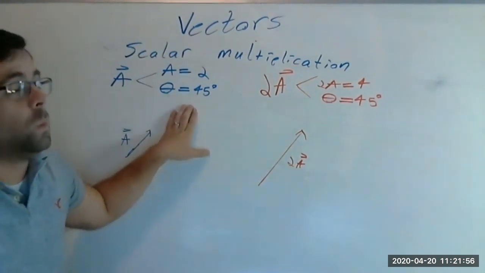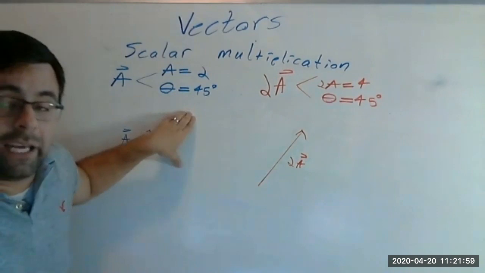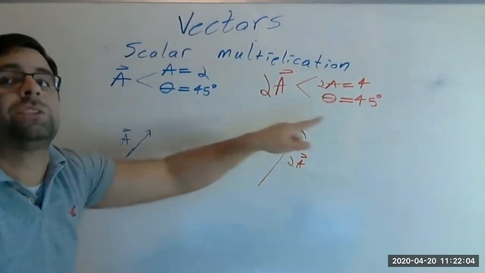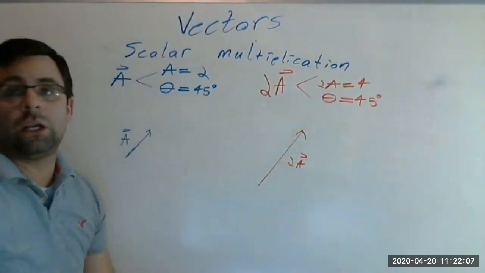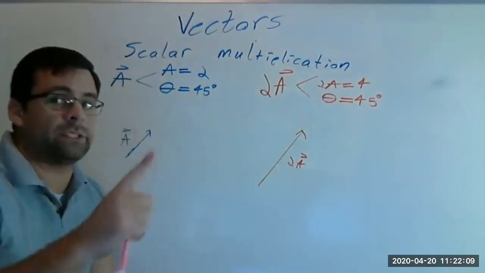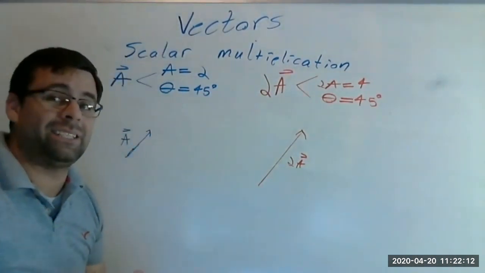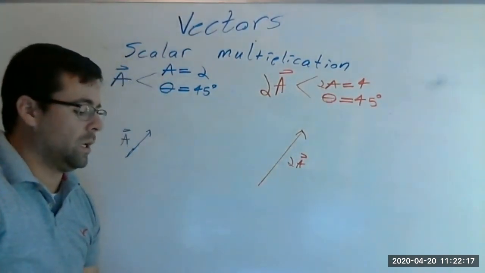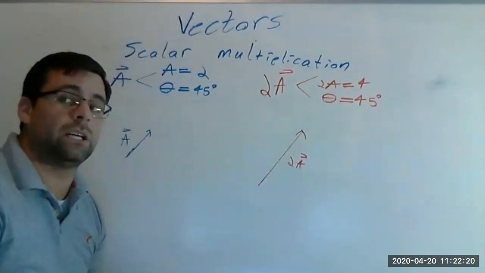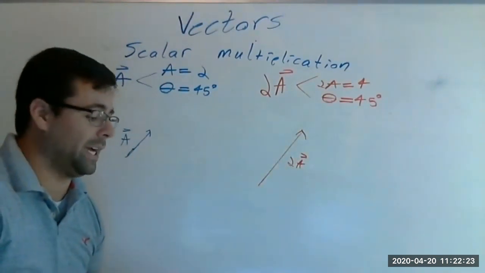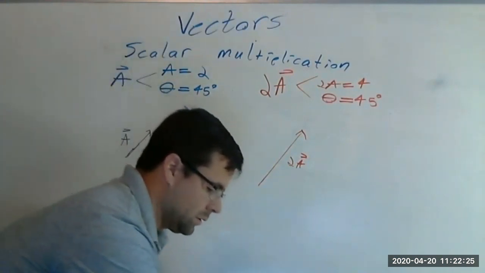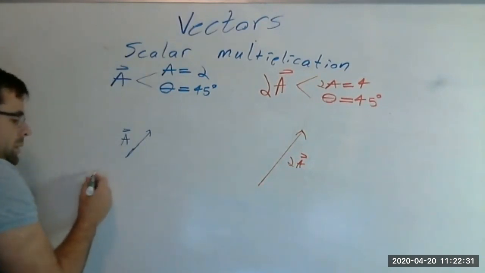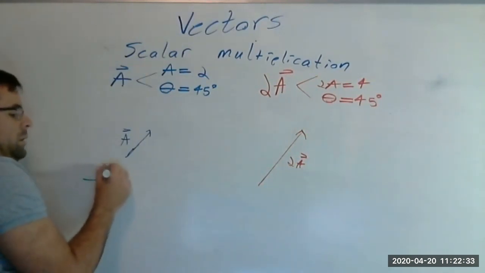So when you multiply it by a scalar, the magnitude goes up and the angle does not change. There is one difference, and that is if the scalar is negative. Now, what happens if you multiply a vector by -1? I'll do this down here in green. The vector goes in the opposite direction.